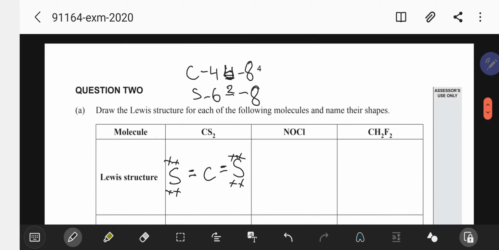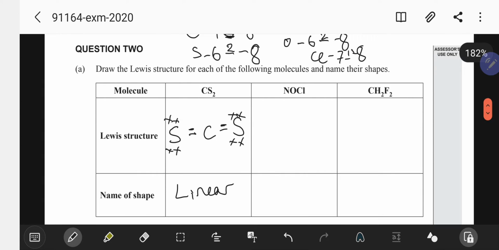NOCl. The nitrogen has 5 valence electrons, so it wants 3 bonds. Oxygen has 6 valence electrons, so it wants 2 bonds. And our chlorine has 7 valence electrons, so it wants 1 bond. So the nitrogen will be the central atom. Oxygen, we can put it here. You can put it however you want, really.